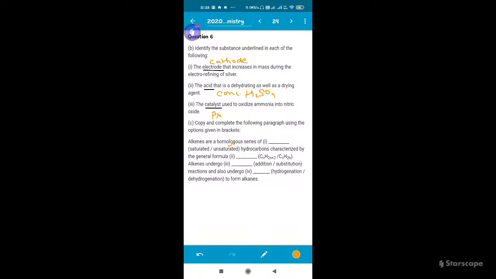They are unsatisfied actually. They have a general formula CnH2n, and they undergo addition reaction. Substitution reaction is only undergone by alkanes, but both alkenes and alkynes undergo addition reactions. And they undergo hydrogenation to form alkanes. They will react with hydrogen in the presence of nickel to produce alkanes. So the answer is hydrogenation.